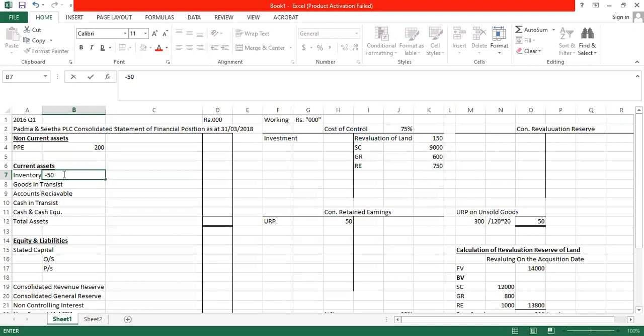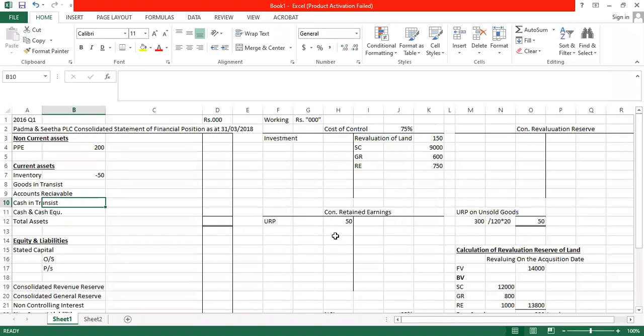Because now this inventory has been sold by Padma and the inventory is with Sita now. Therefore, when you are taking Sita's inventory and adding it, you have to deduct this 50. Therefore, we just put that 50. In order to remind this, we will mark it as minus 50 under the inventory. We have to minus this 50. This is the double entry actually.